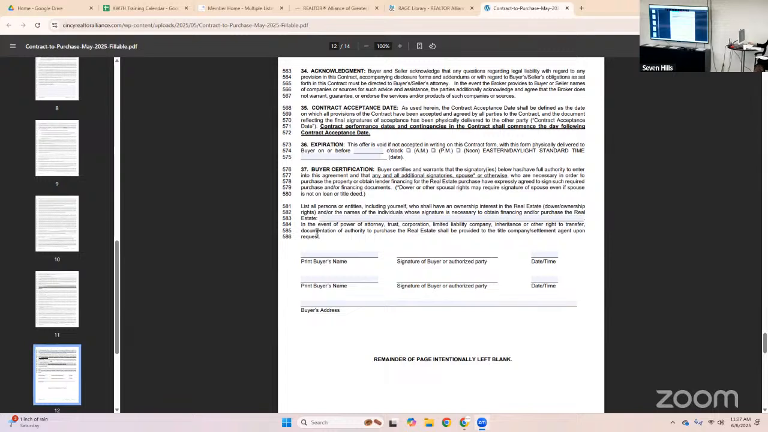In line 584, in the event of power of attorney, trust, corporation, limited liability company, inheritance, or other right to transfer, documentation of authority to purchase the real estate shall be provided to the title company settlement agent upon request. I would say if you're writing for a trust, get a copy of their agreement. If you're writing for an LLC, get a copy of their agreement and make sure that they have the ability to sign. We've run into a couple of times when we had a group of properties being sold, and their document never said who could sign.